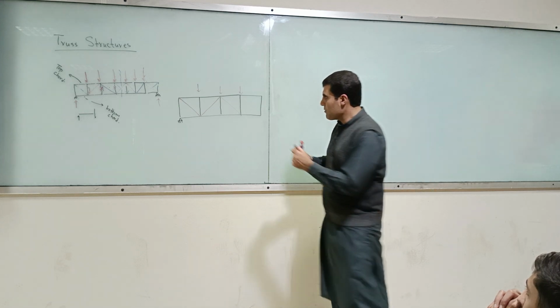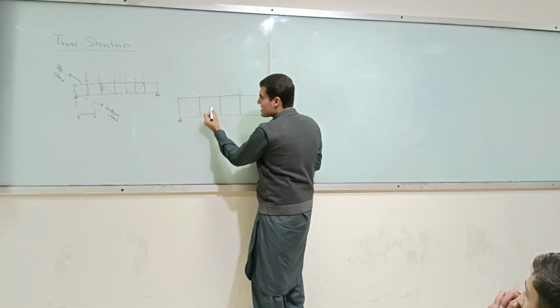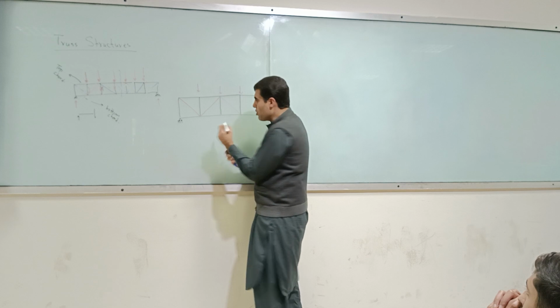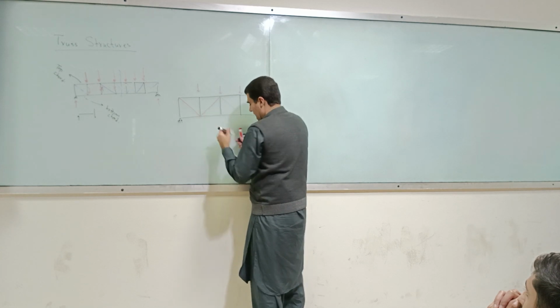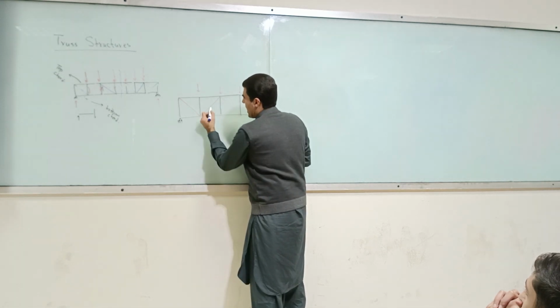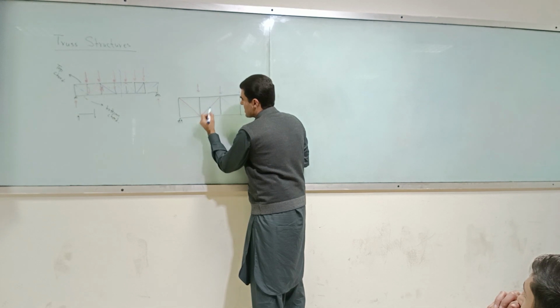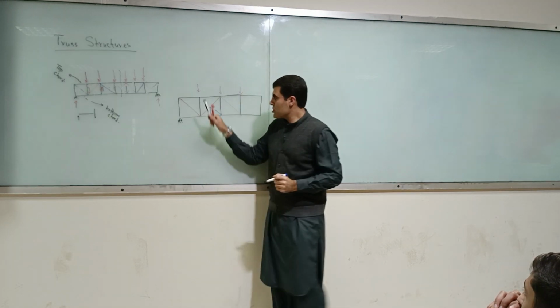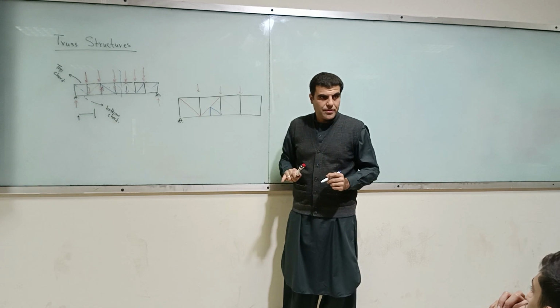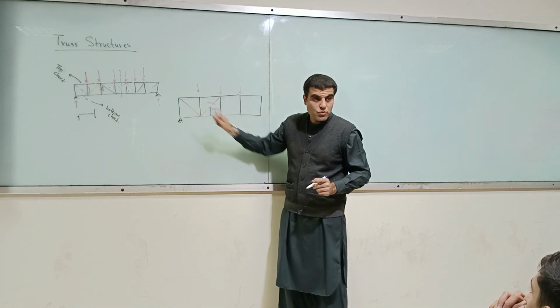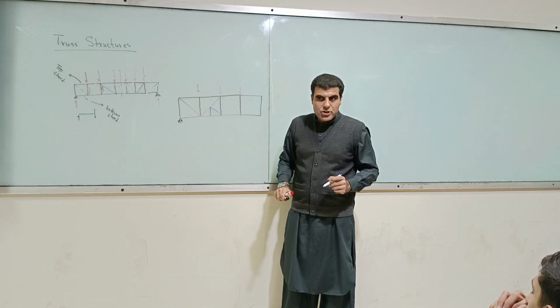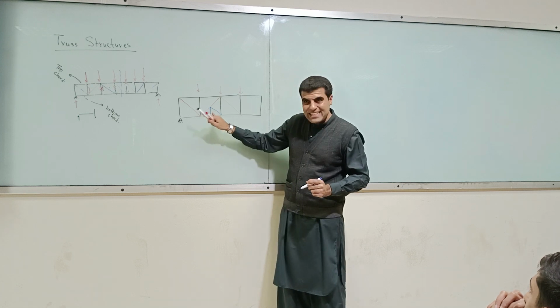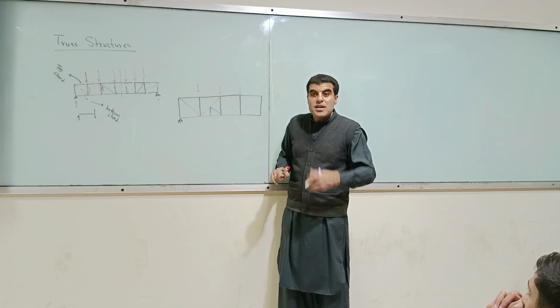So what sometimes we do is, if this is too long, you can provide additional brace like this and like this, another triangle. So I have broken the length of this one. Do you understand my point? Yes. So sometimes you might see something like this.